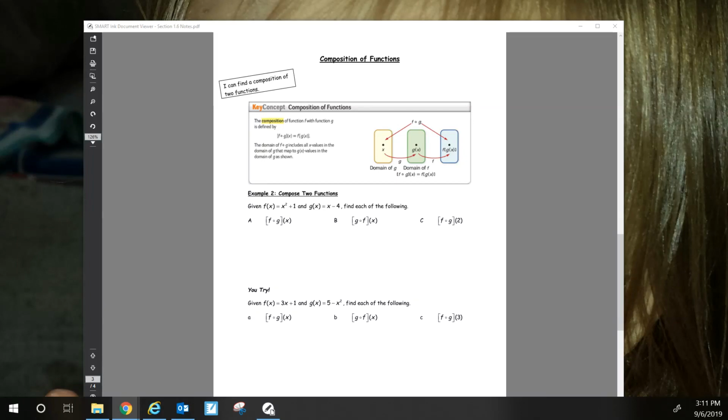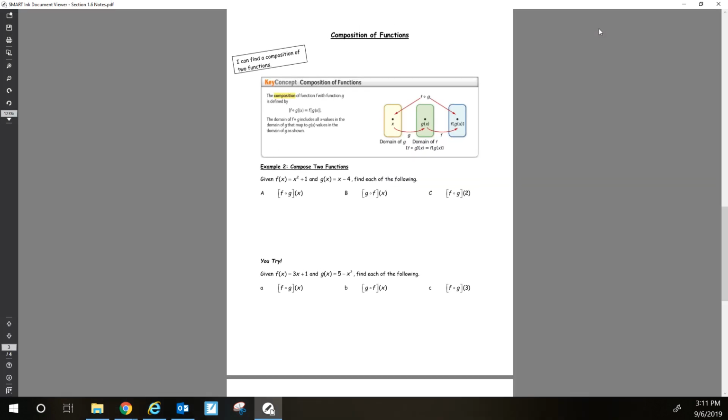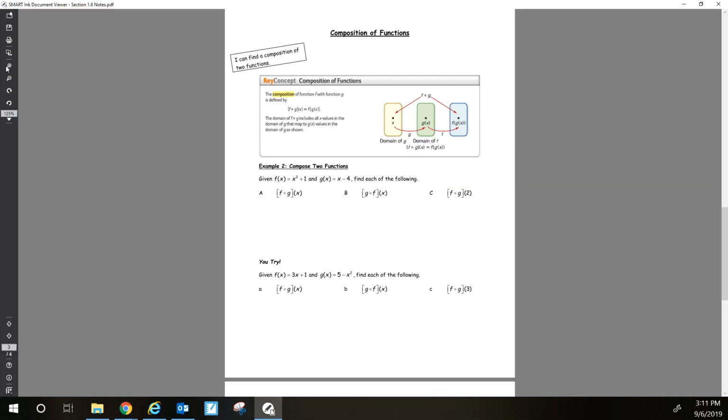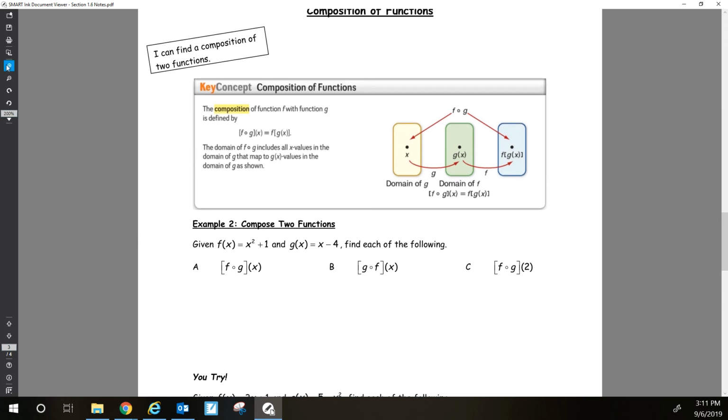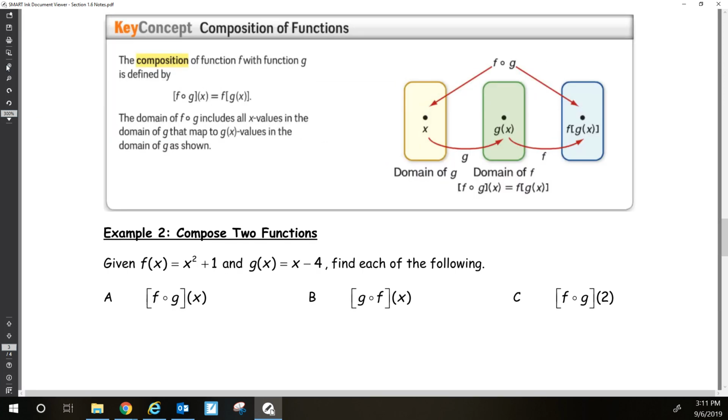Hello, PreCalculus. Our second topic here is composition of functions. I'm going to have two videos over this. First one here, we're just going to talk about what is a composition of functions and find one. And then we're going to talk about, well, what if we have a restricted domain? So the first examples here, we have no restrictions, right? No fractions here. We have no square roots, so everything is fine.